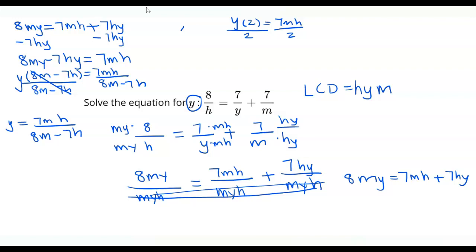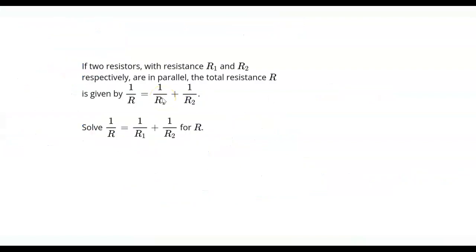Now, on the last problem, we only had a monomial, or just one term in the denominator, but here we have a binomial. These have to go together, and so we're not going to be able to rewrite this. So this would actually be our final answer. All right, this will be the last problem.